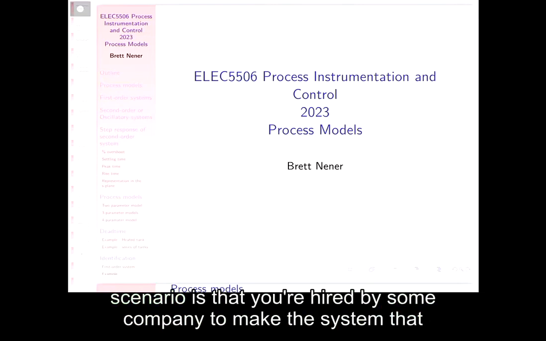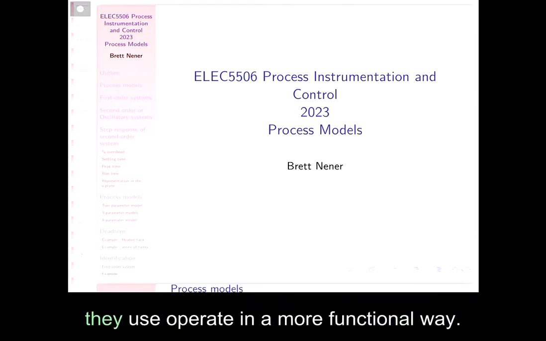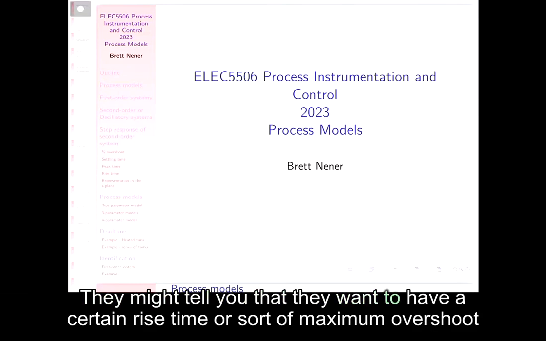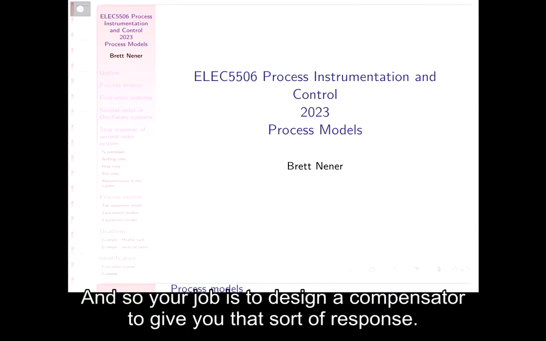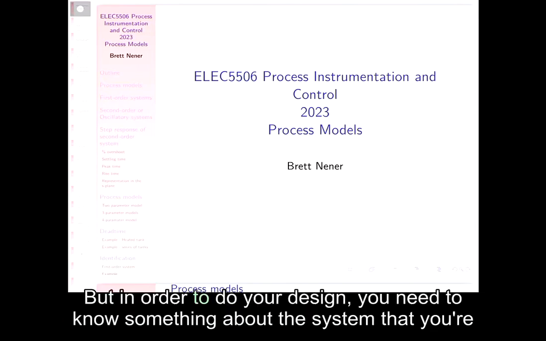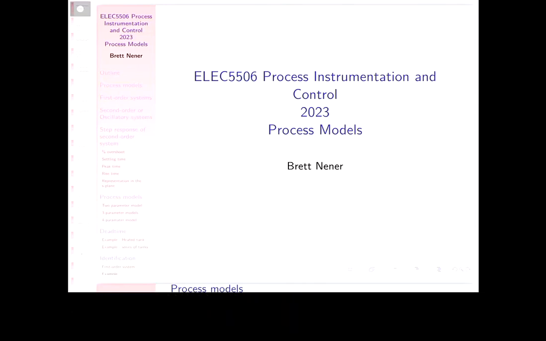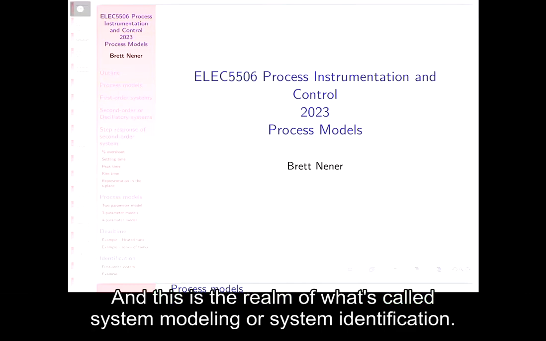So the scenario is that you're hired by some company to make the system that they use operate in a more functional way. So they might tell you that they want to have a certain rise time or maximum overshoot or a certain settling time or something like that. And so your job is to design a compensator to give you that sort of response. But in order to do your design, you need to know something about the system that you're trying to control. And this is the realm of what's called system modeling or system identification.